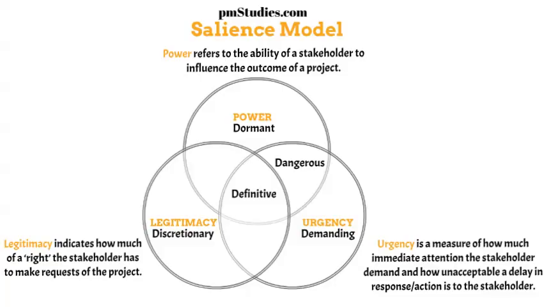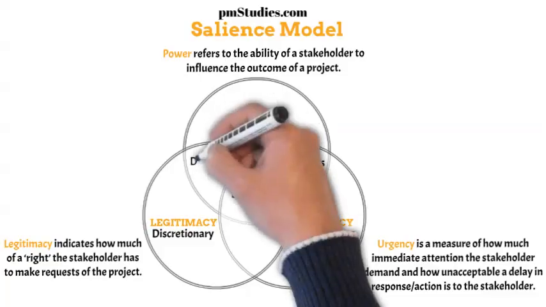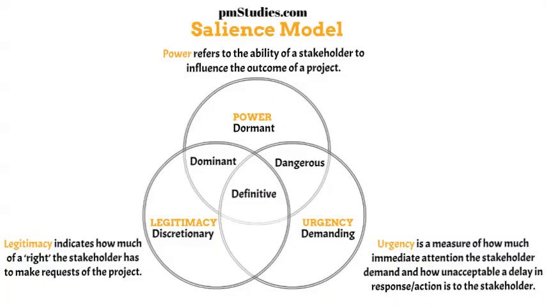Stakeholders who possess power and have legitimacy on the project are categorized as dominant stakeholders. They have legitimate stakes in the project and also possess the power to act on those stakes. The project manager needs to actively engage these stakeholders.